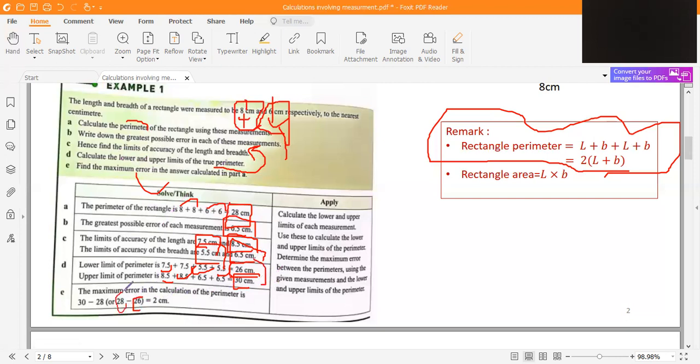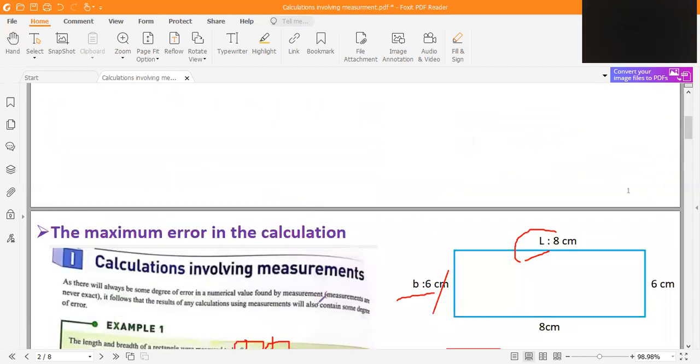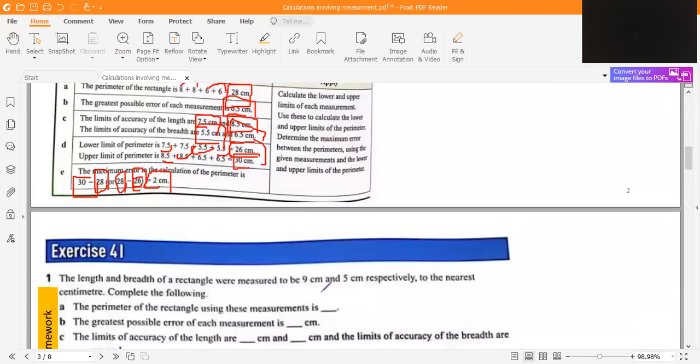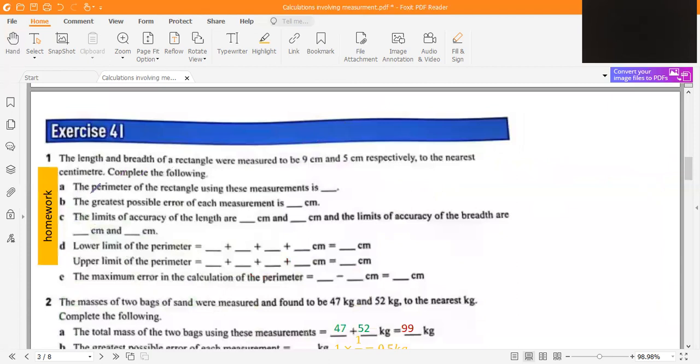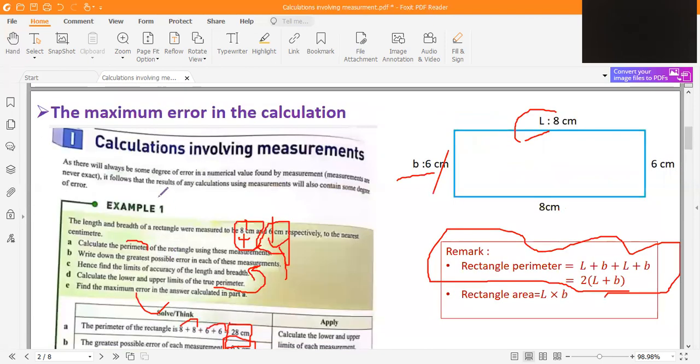Okay, the true parameter minus the lowest, or the upper minus the true parameter, equals the maximum error. So it is very easy. We should adopt the same steps to calculate the maximum error in the calculation of certain measurements. We can take the first exercise as homework, because it's just an imitation of example 1.